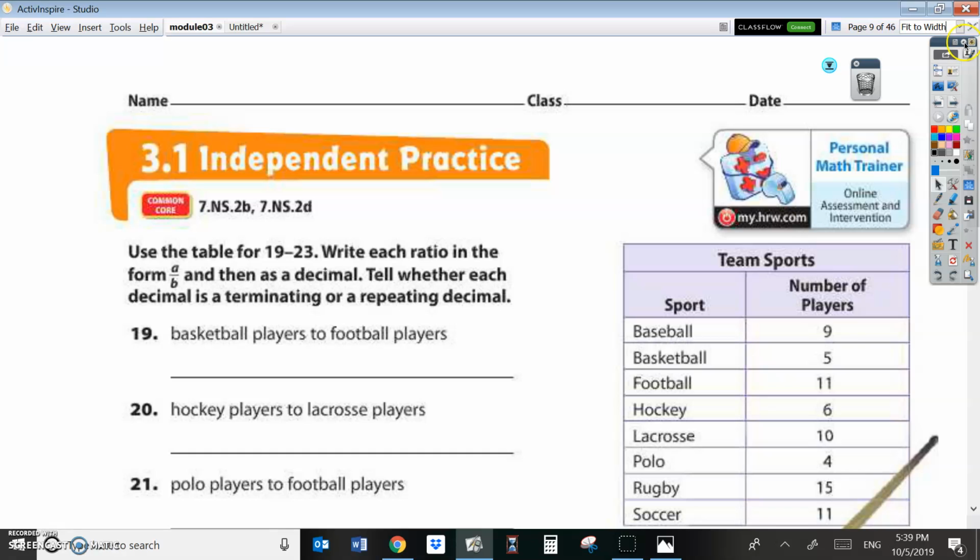So let's look here. We have the number of basketball players, which is 5, over the number of football players, which is 11. 5 over 11.